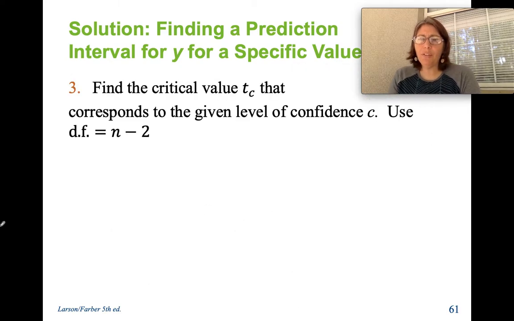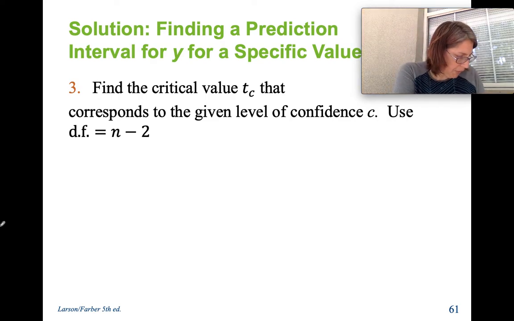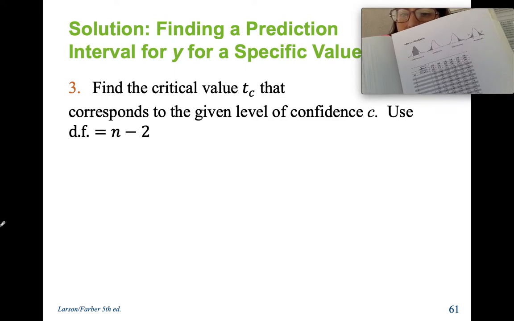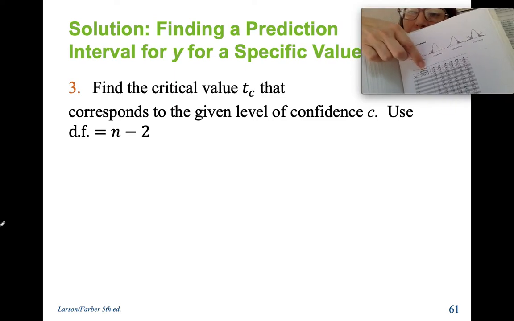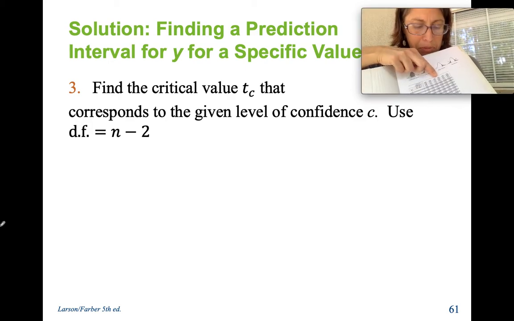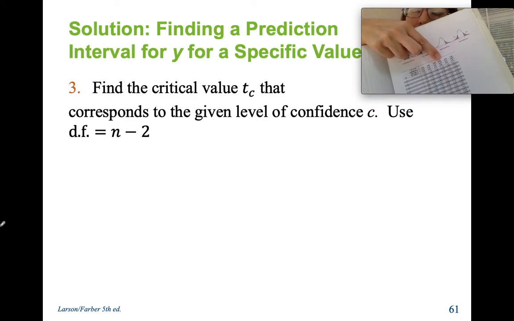All right, now we want to find a t critical value that corresponds to the given confidence. The degree of freedom is n minus 2. If you're in the back of your book, we're not doing one-tailed or two-tailed now, we're doing the level of confidence. So go over to 0.95 because we wanted to be 95% confident, and go down to n minus 2, which in this case is 4.